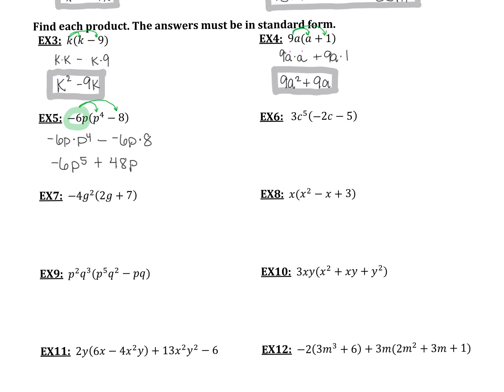All right, if maybe you didn't do great initially and now you're like, oh, I'm getting the hang of it, hit pause and try the rest of the examples. Otherwise, keep going and let's see how you did.